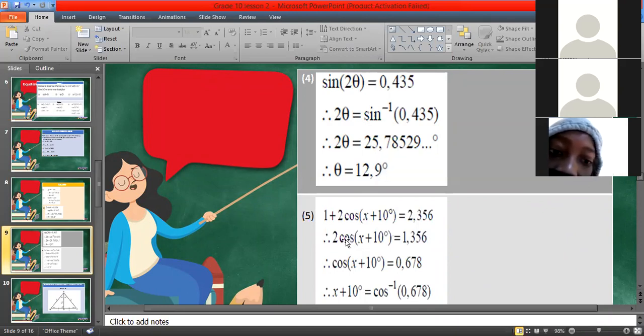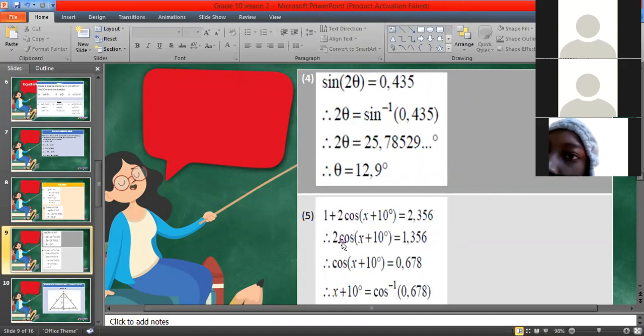All right. So lastly, on the 5th one, we need to solve for x here. How are you going to solve for x here? So what do you do? The first thing to do, once it's a plus or minus, this one term here, we first have to move. We need to transpose it. So you want to move it to this side first. Then we're left with 2 cos bracket x plus 10 equals 2,356 minus 1, and that will give you 1,356.